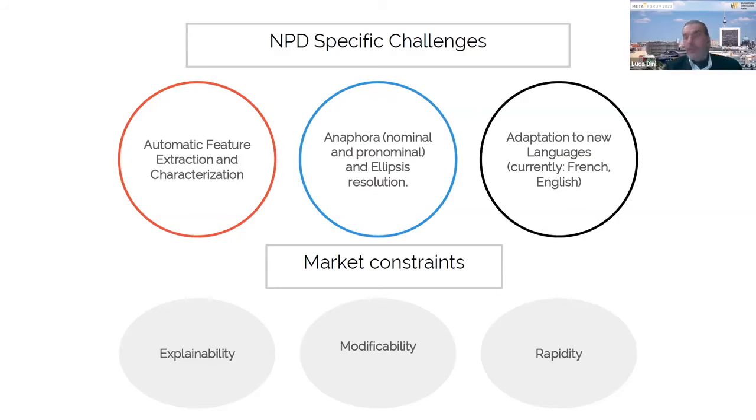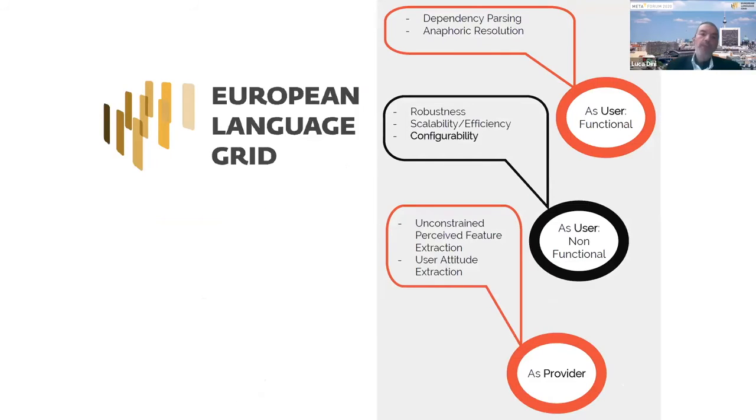And finally, rapidity, because of course we are dealing with huge corpora, and we need a system which is responsive, because the questions of the customers often need to be answered soon. So about the interaction with the European Language Grid, we think that we could have two roles, as user and as provider. As user, we are mainly interested in dependency parsing, because all our system is based on this kind of representation, and, as I said, on anaphora and ellipsis resolution.